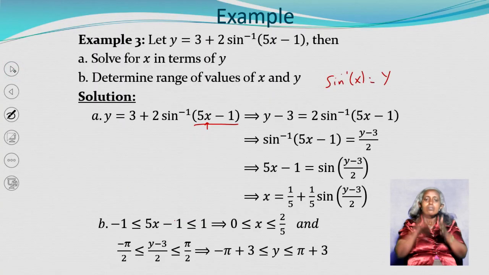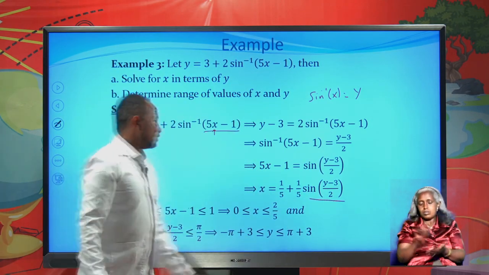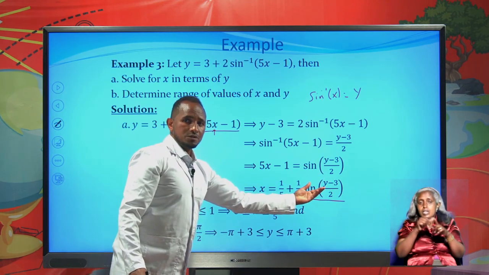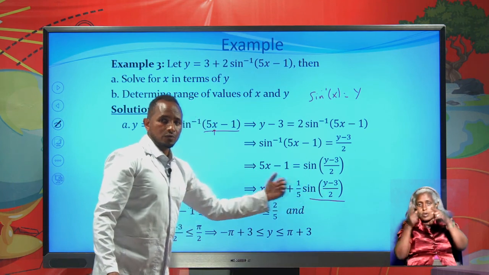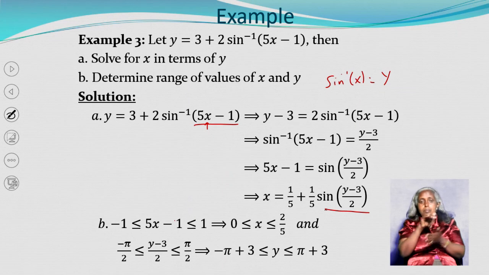The value of y, here you can see, is the sine inverse of this. So this value is an angle, and it ranges between -pi over 2 and pi over 2. Therefore, y minus 0 over 2 is between -pi over 2 and pi over 2. Multiplying by 2 and adding 3 to both sides, you have -pi plus 3 less than or equal to y, and on the other side, pi plus 3. So you will have this one.